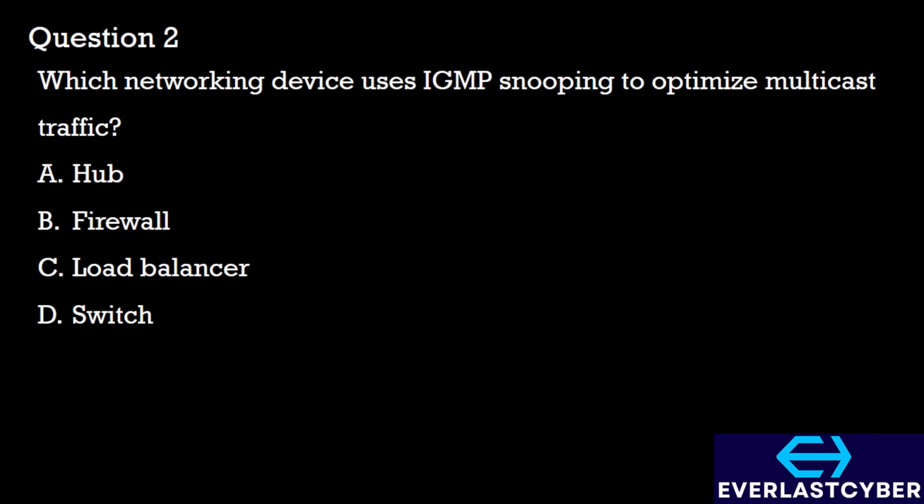A hub is a basic networking device, but it does not have the capability to perform IGMP snooping. It only repeats incoming traffic to all its ports. A firewall is used for network security in controlling the incoming and outgoing network traffic, but it does not perform IGMP snooping. A load balancer distributes network or application traffic across multiple servers, but it does not manage multicast traffic or perform IGMP snooping. A switch, on the other hand, can learn which devices are interested in receiving multicast traffic, and so it ensures that multicast packets are only sent to those devices. So for this question, we'll be going with option D.